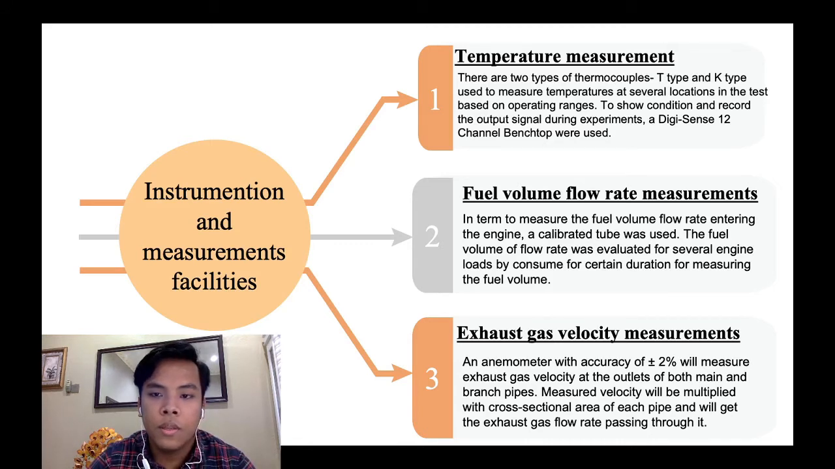The first one is temperature measurement. Its function is to show the condition and record the output signal during the experiment. Secondly, the fuel flow rate measurement. This is to measure the fuel volume rate entering the engine. A calibrated tube was used. Finally, exhaust gas velocity measurement. An anemometer with accuracy of plus or minus 2% will measure exhaust gas velocity at the outlet of both the main part and the branch pipe. Thank you.